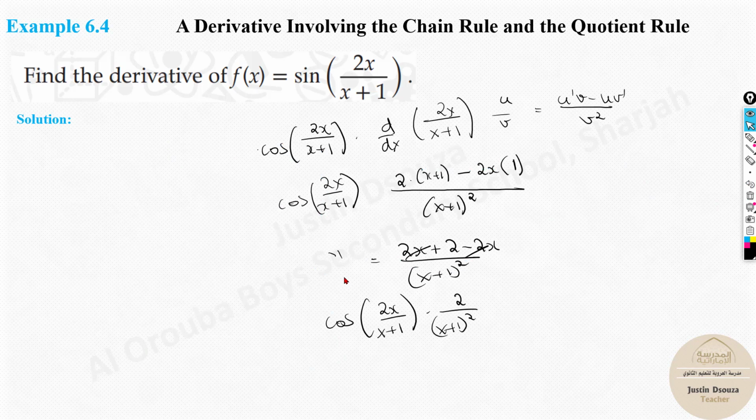See over here, all the steps are not there, but you can see this. You can pause it over here now. All the steps are there, the quotient rule steps. We have done this in the previous lessons.